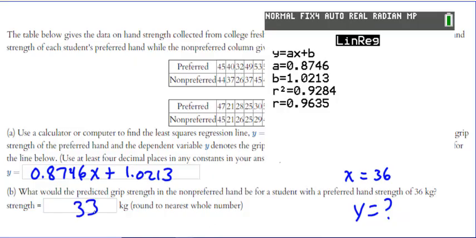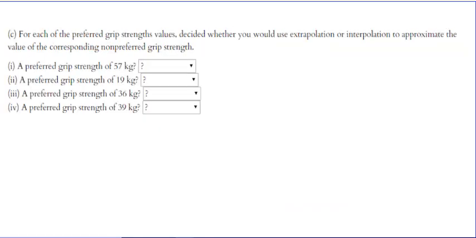If I round it correctly, that would be 33 kilograms. Okay, now let's look at this one. For each of the preferred grip strengths, decide whether you would use extrapolation or interpolation to approximate the value of the corresponding non-grip. Well, let's see. Extrapolation means it's outside of your data set. Interpolation means it's inside.